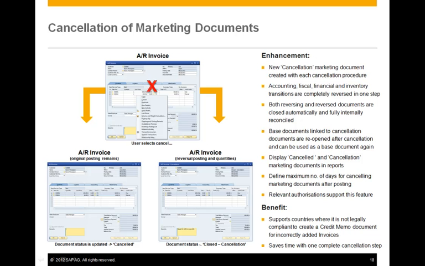Any relevant accounting, fiscal, financial and inventory transaction is reversed, and the connection between the documents will be similar to the connection between an invoice and a based credit memo. There is only one cancellation logic applied, and both reversing and reverse documents are closed automatically and fully internally reconciled. Base documents linked to cancellation documents are reopened after cancellation and can be used as a base document again.